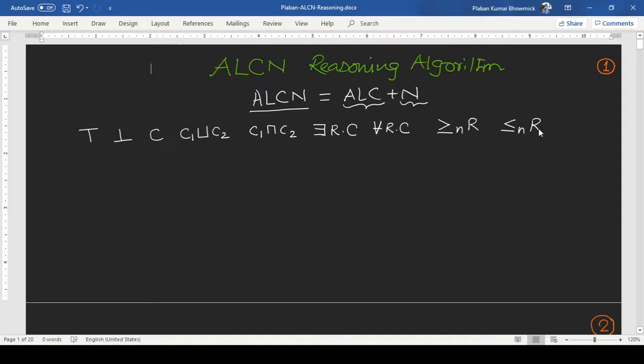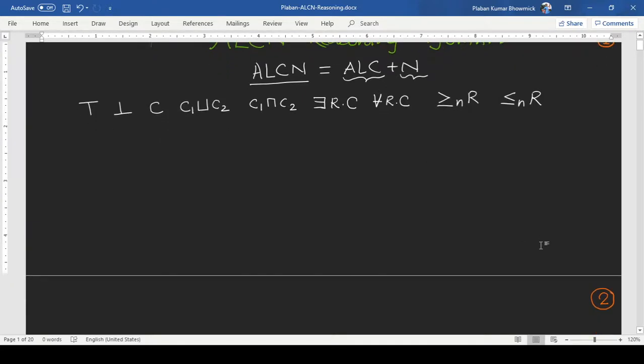So our goal is to have a reasoning algorithm that will try to prove or try to answer queries from a description logic knowledge base written in this ALCN formalism, right? So this is our goal. So as I promised you earlier that we'll be starting with a very small, a very simple example. So let us see what is our example.